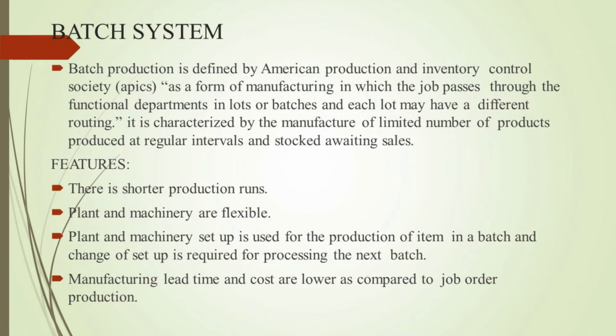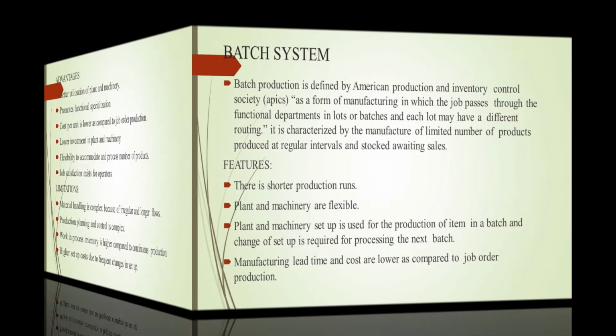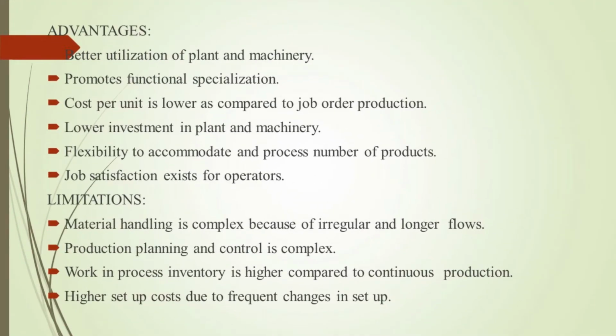Manufacturing lead time and the cost are lower as compared to job order production. Advantages of the batch production system include better utilization of plant and machinery, promotes functional specialization, cost per unit is lower as compared to job order production, lower investment in plant and machinery, flexibility to accommodate and process a number of products, and job satisfaction exists for the operator.